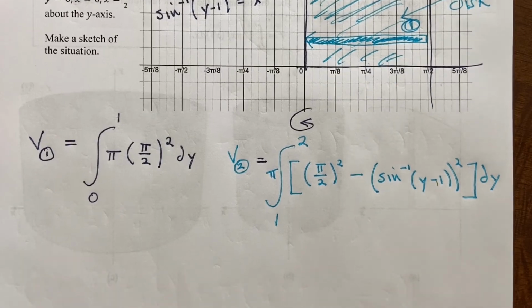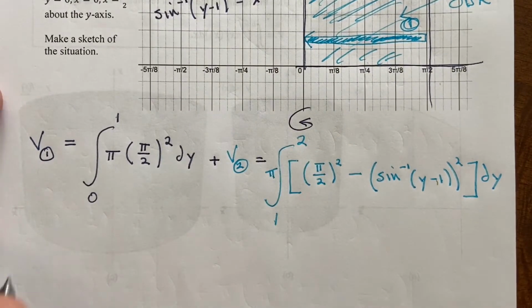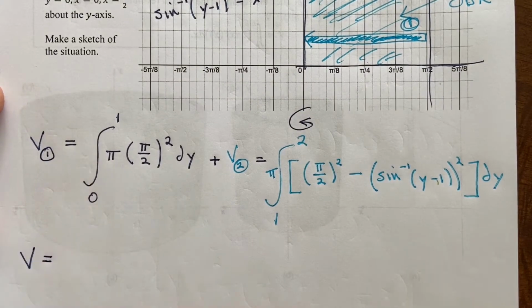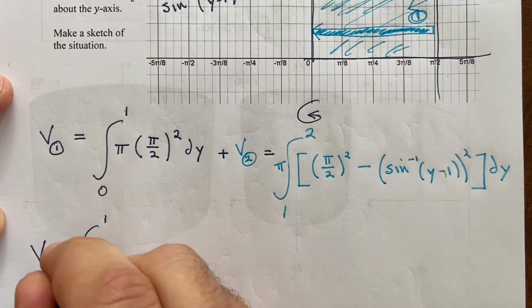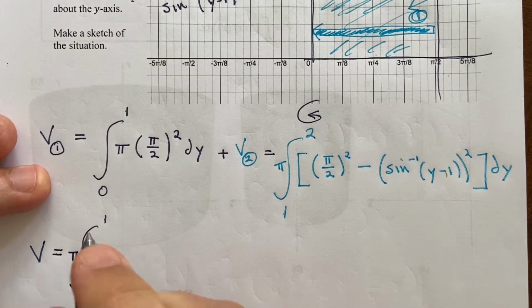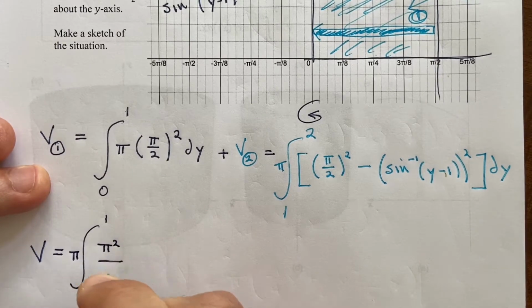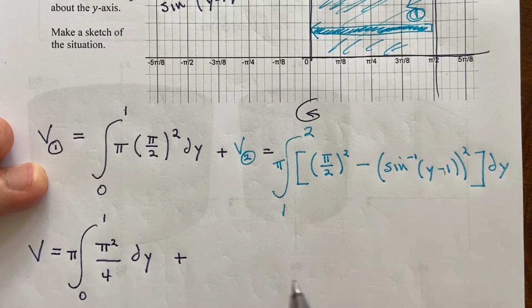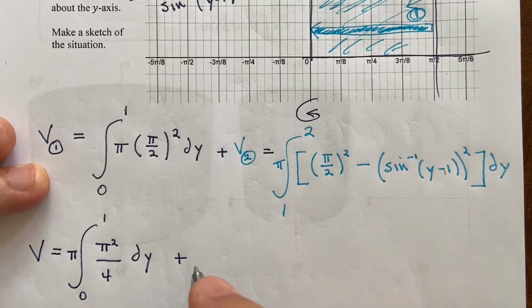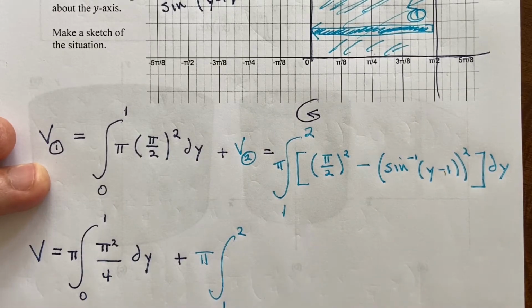So the true volume would be the sum of these two. Right, so the actual volume would be this integral from 0 to 1. I'll just go ahead and take the pi out front. Then we have, I guess, pi squared over 4 dy plus this other integral, 1 to 2.